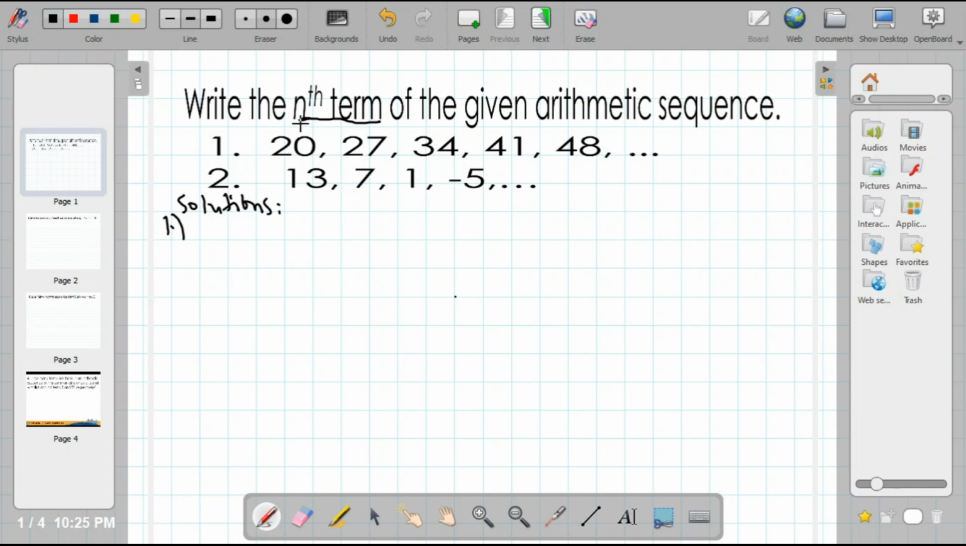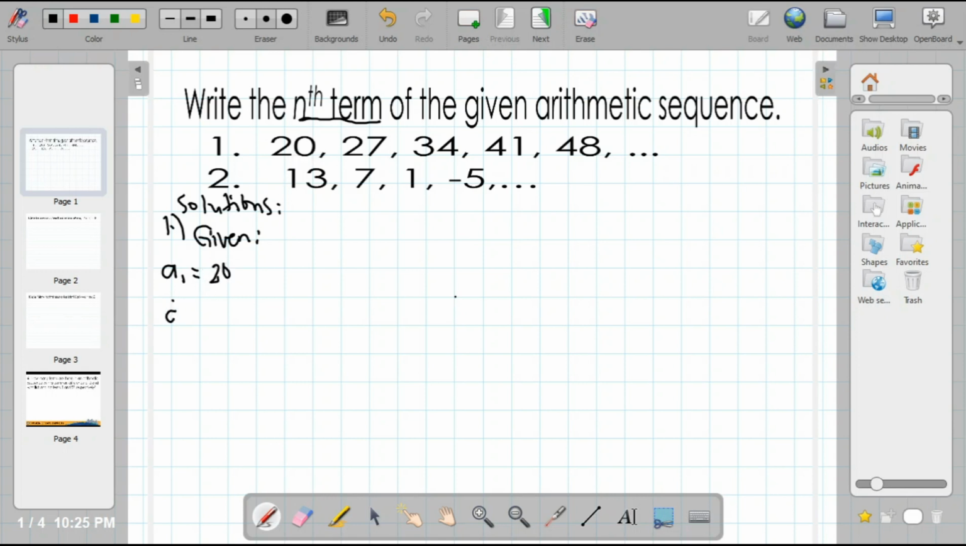So to find the nth term of this certain sequence, first we have to identify the given. What are the givens in this sequence? First, for sure we have our a sub 1 in there. And our a sub 1, that is our first term, right? And that is 20.